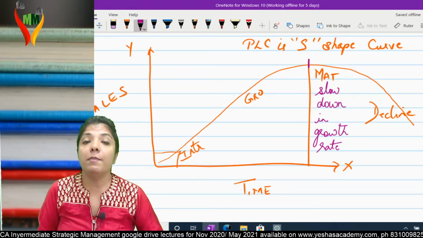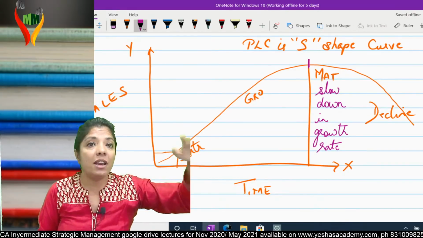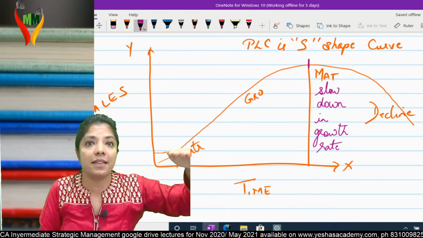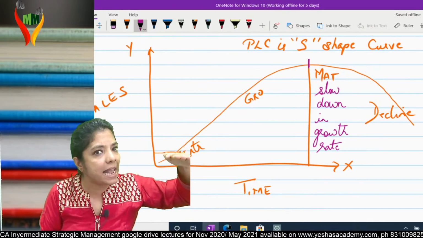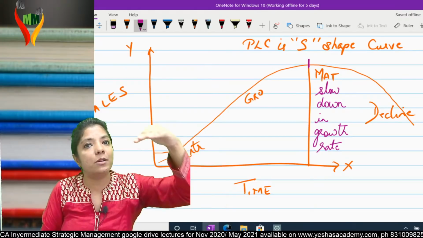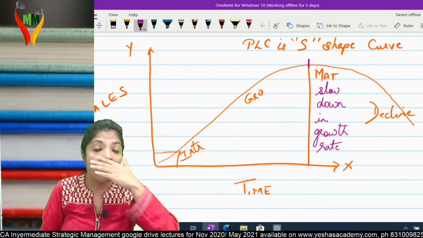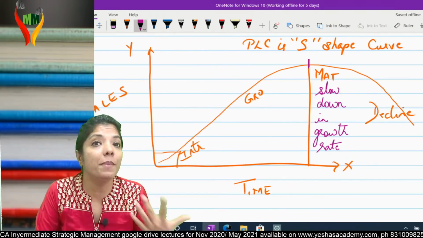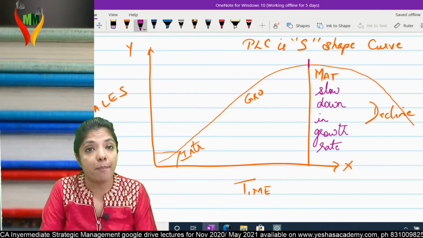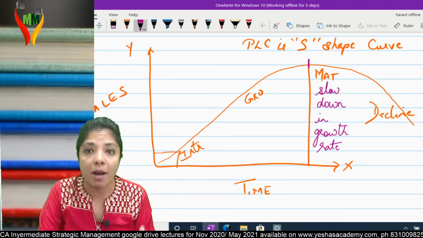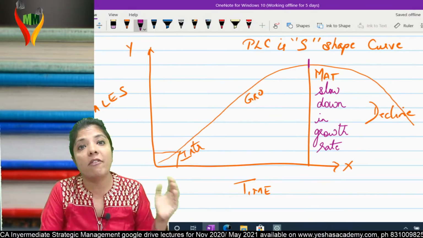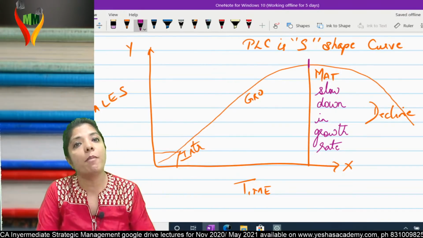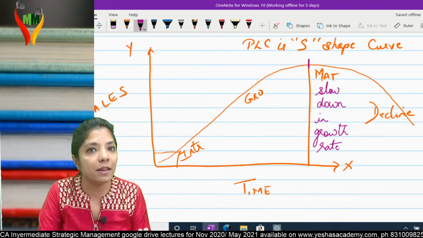Am I clear? That means in the maturity phase, what happened? Now it has become constant. Get your point? Stability is there. It's on the same level, and after some time it will start coming down. Am I clear? And last, it has entered which phase? Decline phase. What do you mean by decline phase? It may have happened that a better product is available in the market, or maybe a new technology is available in the market. So now people are not buying my product. The demand for my product has come down. Am I clear till here?